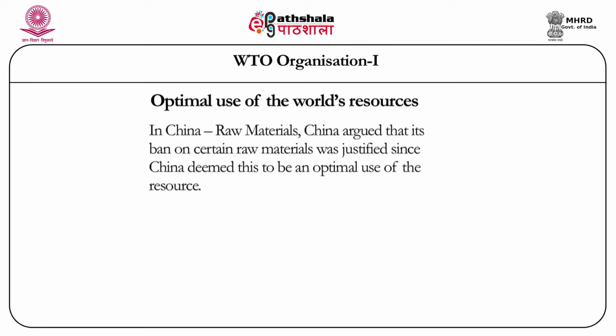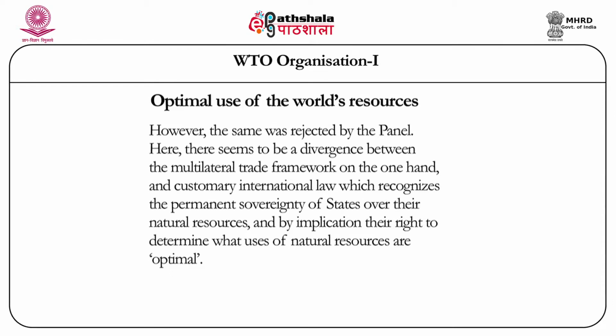In China Raw Materials, China argued that its ban on certain raw materials was justified since China deemed this to be an optimal use of the resource. However, the same was rejected by the panel. Here, there seems to be a divergence between the multilateral trade framework on the one hand and customary international law, which recognizes the permanent sovereignty of countries over their natural resources and by implication their rights to determine what uses of natural resources are optimal.